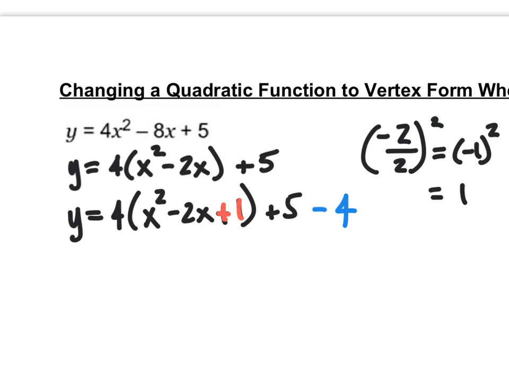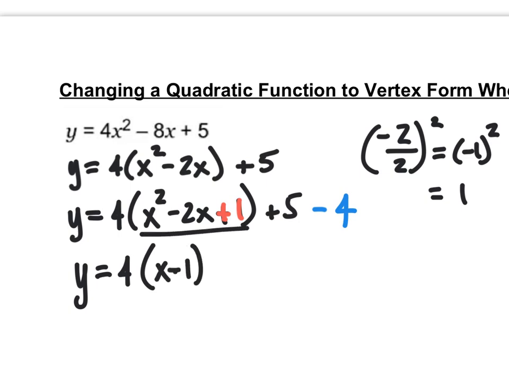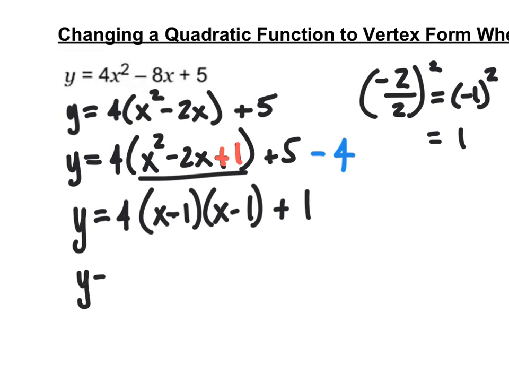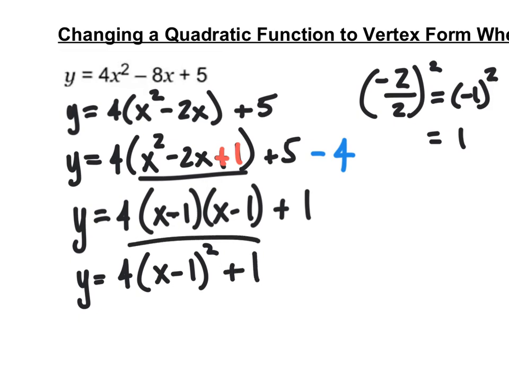Now what I can do is this. I've got y equals 4 times, and this can now be factored into (x minus 1) times (x minus 1), and then plus 1 out here. So then you get y equals 4 times (x minus 1) quantity squared, and then plus 1. So now that's my graph.